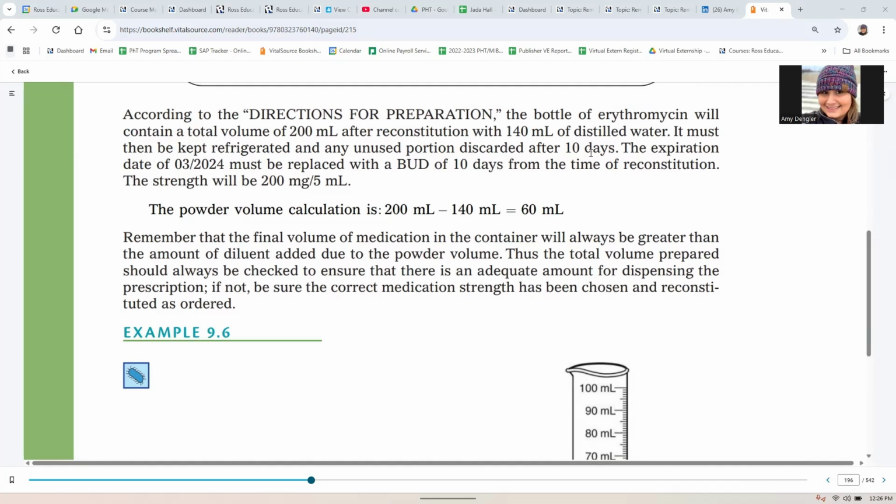Remember that the final volume of medication in the container will always be greater than the amount of diluent added due to the powder volume. Thus, the total volume prepared should always be checked to ensure that there is an adequate amount for dispensing the prescription. If not, be sure the correct medication strength has been chosen and reconstituted as ordered.